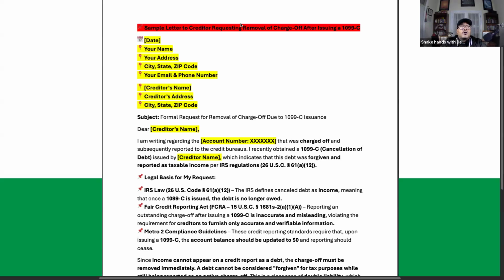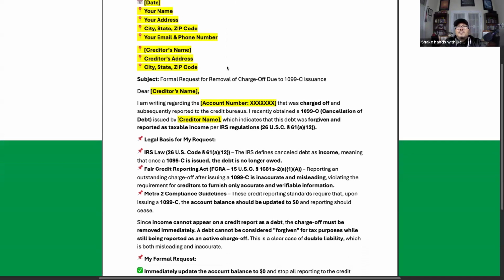Basically, this is a sample letter. Those already in our community, all you've got to do is simply edit this. It's completely downloadable, and you edit where you see the highlights. Where it's highlighted, you're going to fill that in. The red, you're going to erase, okay? So basically, I'm writing regarding an account. This was a charge off, subsequently reported to the credit bureaus. I recently obtained a 1099-C cancellation of debt issued by your company, which indicates that the debt was forgiven and reported as taxable income per the IRS regulations, okay?